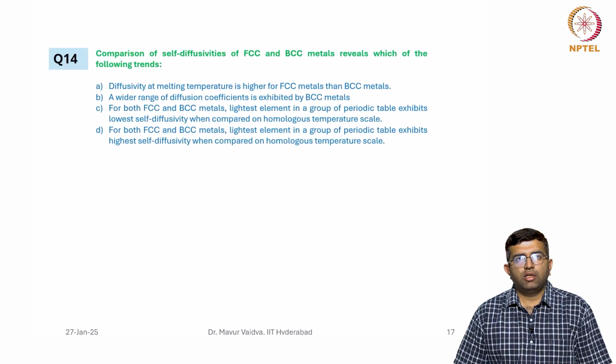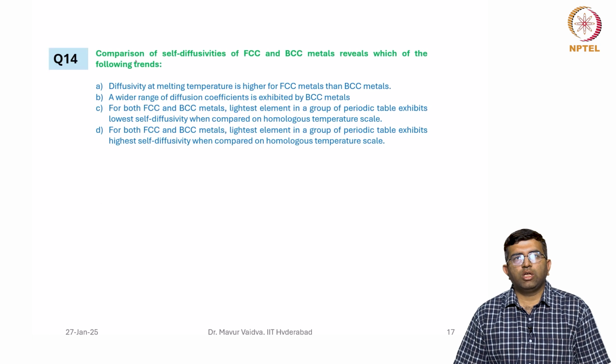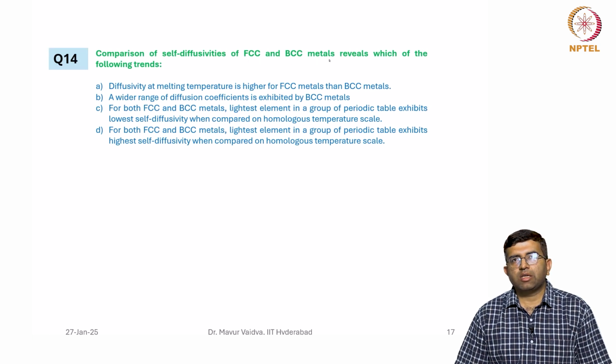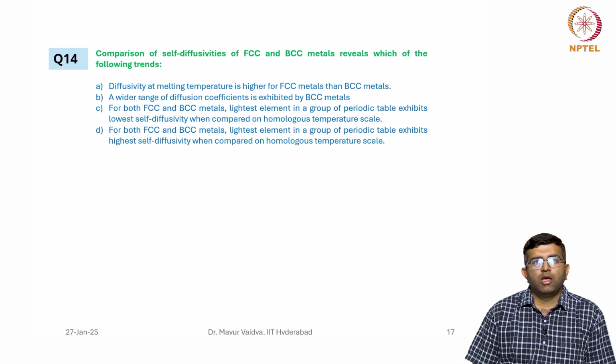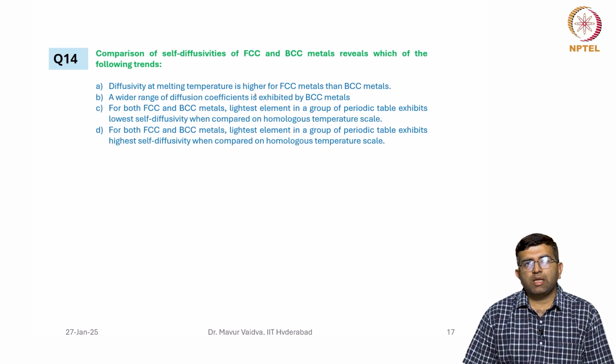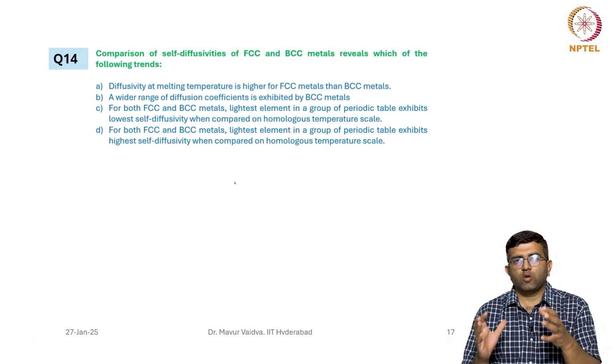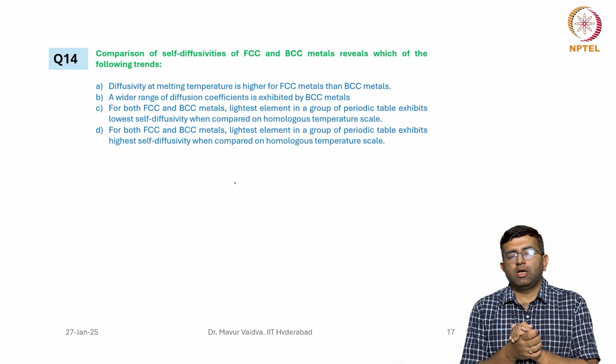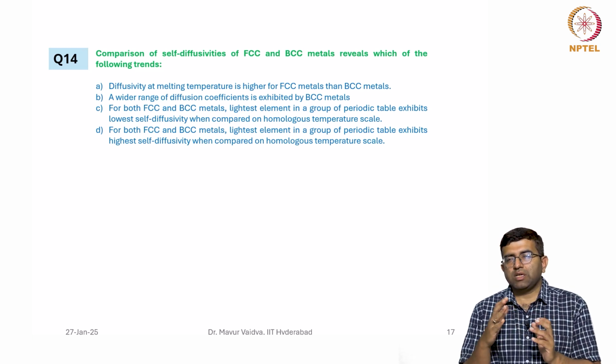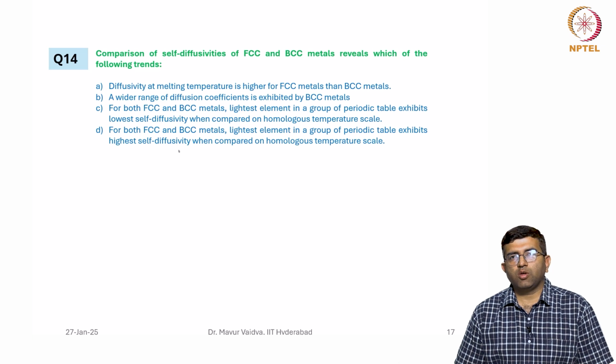So, moving ahead, question number 14. Comparison of self-diffusivities of FCC and BCC metals reveals which of the following trends? The first is, diffusivity at melting temperature is higher for FCC metals than BCC metals. This is not correct because FCC is a close packed structure and therefore, the diffusion at the melting point is slower in FCC by approximately 1 order of magnitude.